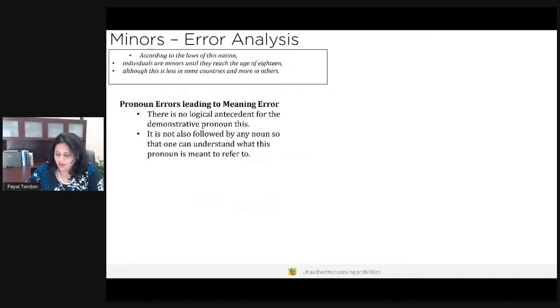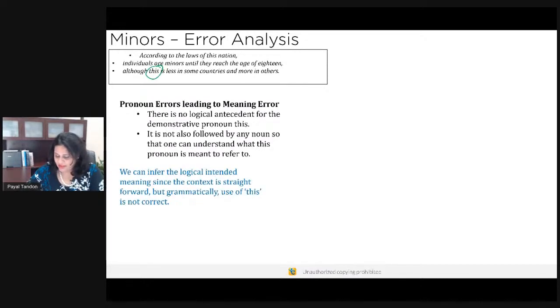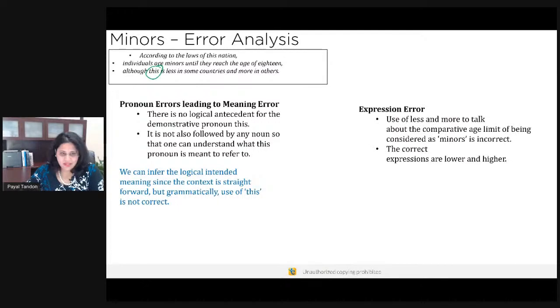Okay. Now, error analysis: a pronoun error exists. Nobody selected choice A, which means that you would have been able to identify this pronoun error. This doesn't have any antecedent there. So that's the issue. The other issue is the usage of less and more. We are talking about the comparative age limit, and that needs to be expressed as lower or higher.